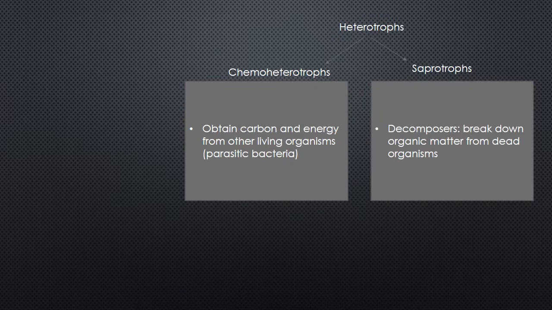I'm not going to go into the details of the heterotrophs, but just to know that those categories exist, our chemoheterotrophs obtain carbon and energy from other organisms. Those are our parasitic bacteria. And then our saprotrophs are the decomposers that we talked about that help to decompose dead or decaying material, or animal waste, for instance.